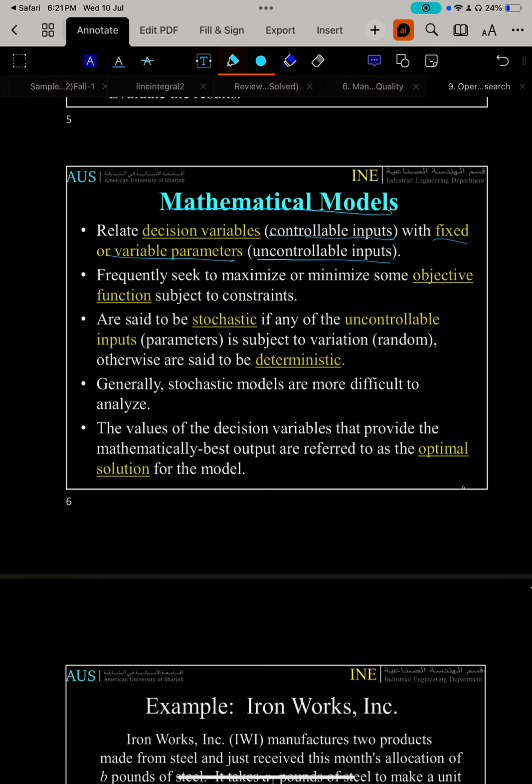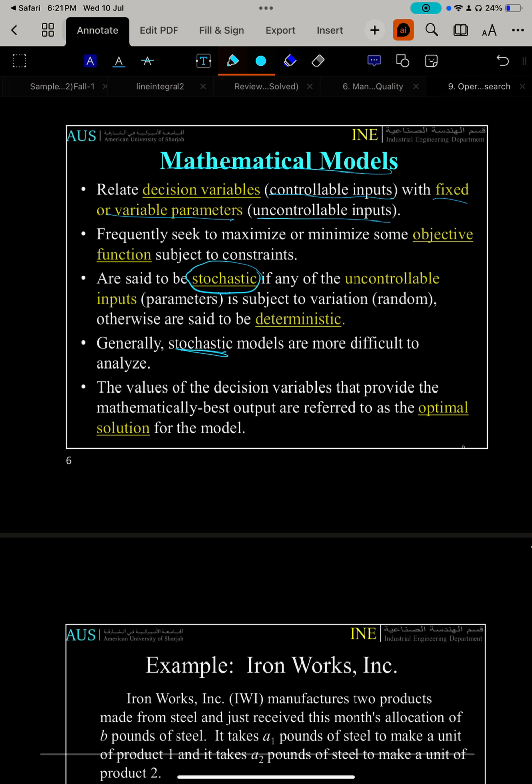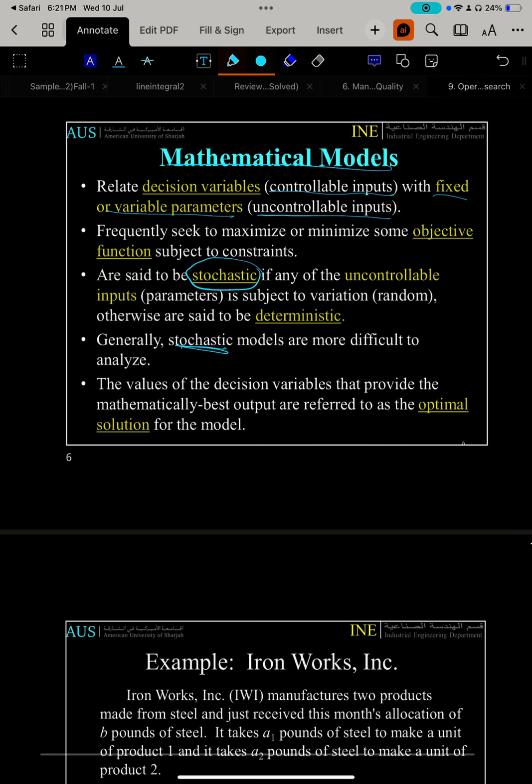So it's said to be stochastic if any of the uncontrollable inputs are variant. Otherwise, if they are not variant, then we're gonna say it's deterministic, and that involves uncertainty and certainty in our models. Generally, stochastic models are more difficult to analyze, since they involve randomness and uncertainty.